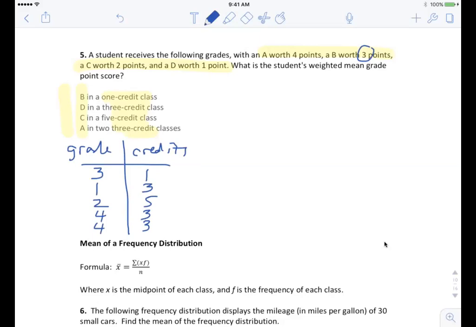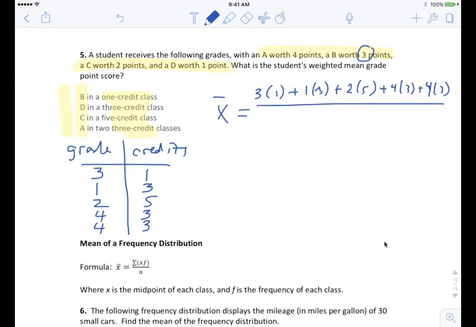Just like in that last problem, when you're finding the overall mean, we're going to multiply the pairs together. 3 times 1, this is what you're going to do in your calculator. 1 times 3, that's a 3. 2 times 5, 4 times 3, and then 4 times 3. That's the top, right? Multiply each of those, add them up. The denominator is the weights added together. In other words, what's the total number of units or credits this student had? So I'm going to add up the credits for the denominator.